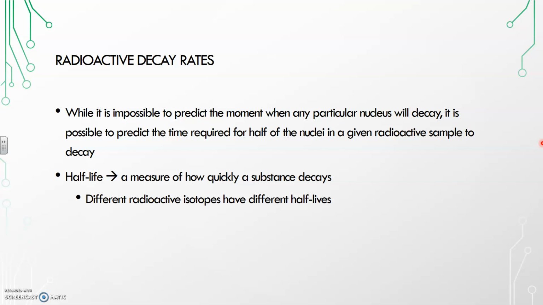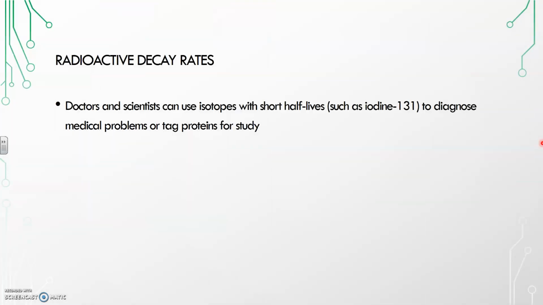Now, this depends on the isotope itself. So any atom of carbon-14, for example, will have the same half-life. Doctors and scientists can use isotopes with short half-lives, one example being iodine-131, to diagnose medical problems or tag proteins for study. These are isotopes that will decay relatively quickly, so all they have to do is look for that specific type of radioactive decay, and that will tell them where the disease is or where the protein they're studying is.